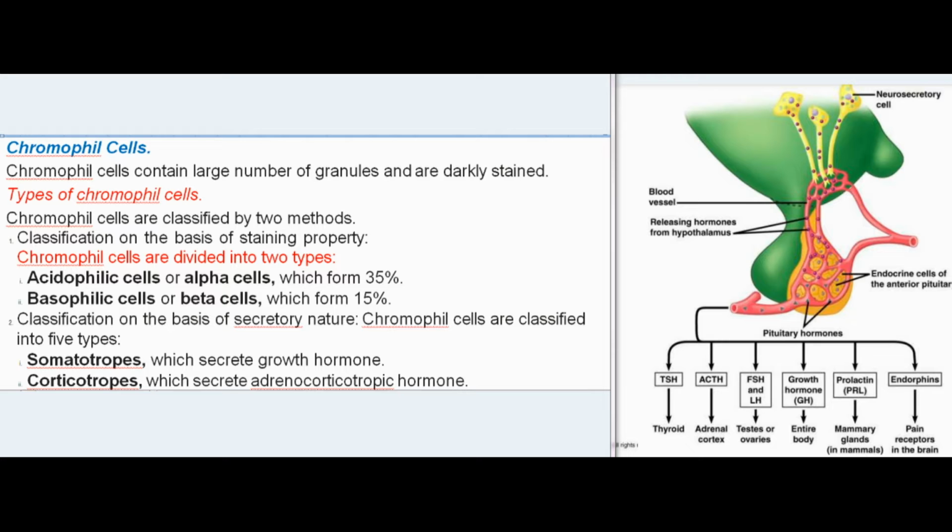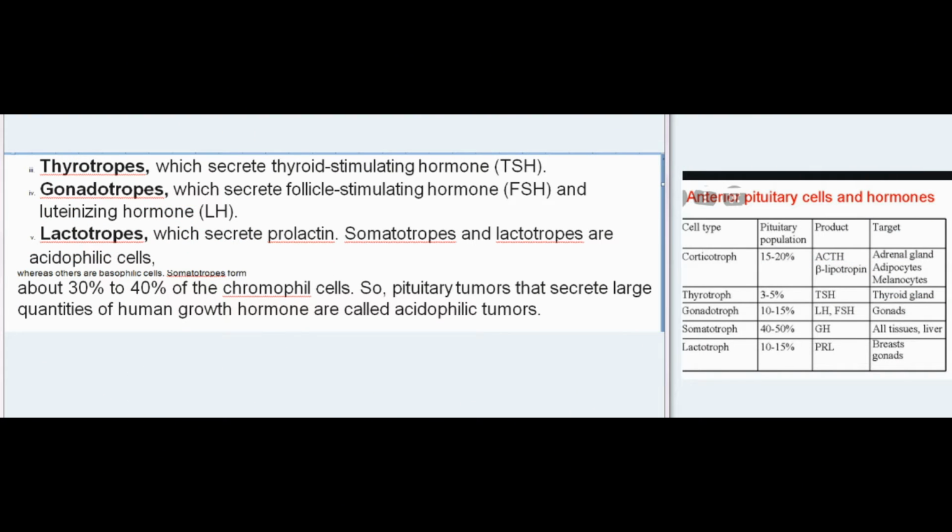Classification on the basis of secretory nature. Chromophil cells are classified into five types: somatotropes, which secrete growth hormone; corticotropes, which secrete adrenocorticotropic hormone; thyrotropes, which secrete thyroid-stimulating hormone, TSH; gonadotropes, which secrete follicle-stimulating hormone, FSH, and luteinizing hormone, LH; and lactotropes, which secrete prolactin. Somatotropes and lactotropes are acidophilic cells, whereas others are basophilic cells. Somatotropes form about 30% to 40% of the chromophil cells. So, pituitary tumors that secrete large quantities of human growth hormone are called acidophilic tumors.